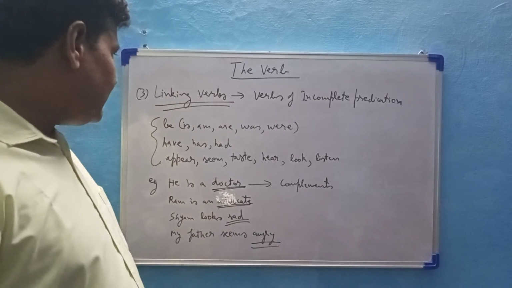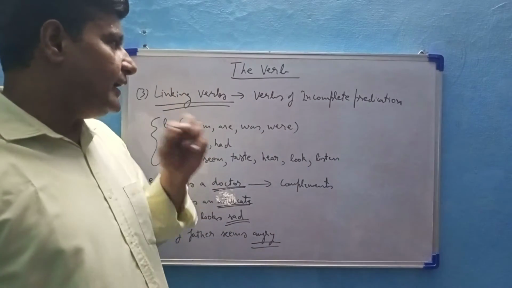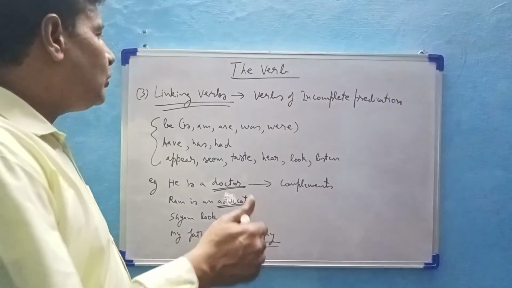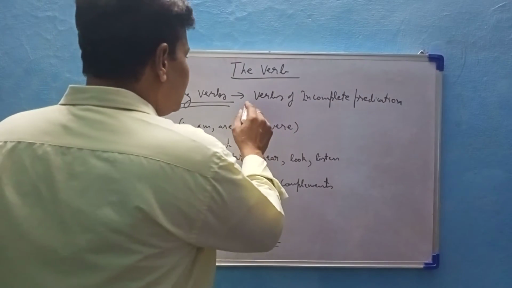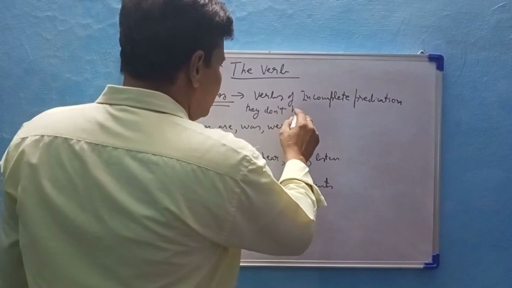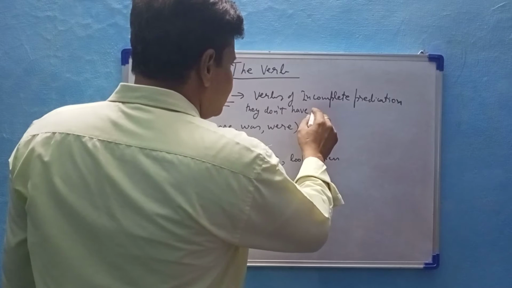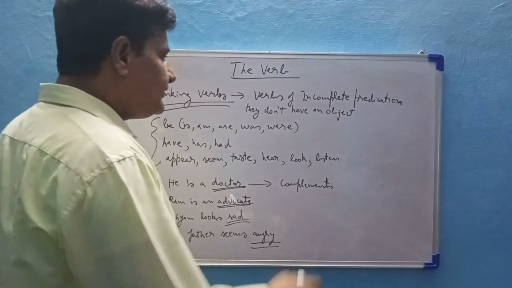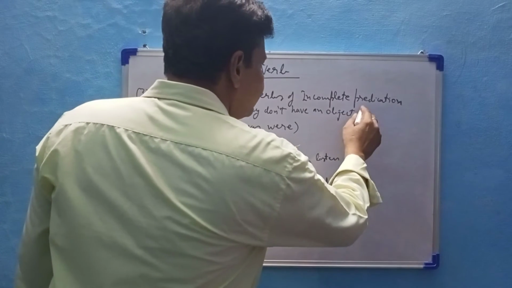So let us have a quick revision. Linking verbs are called verbs of incomplete predication. They don't have an object but require a complement.